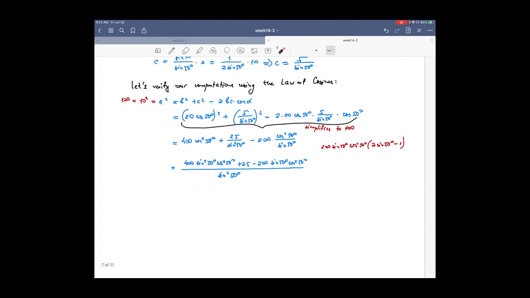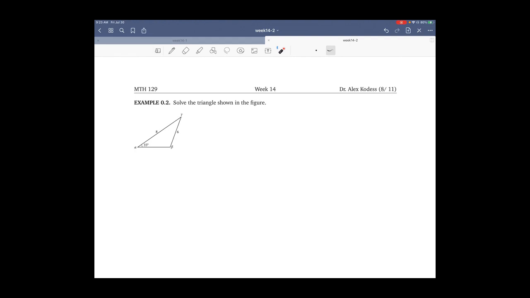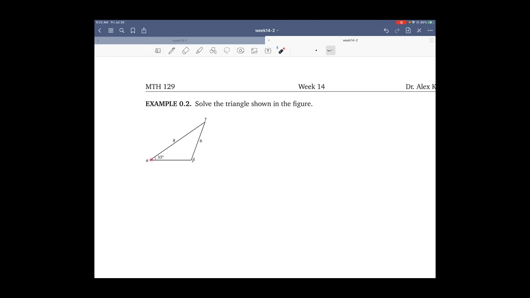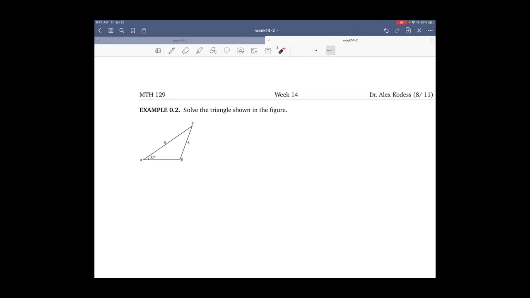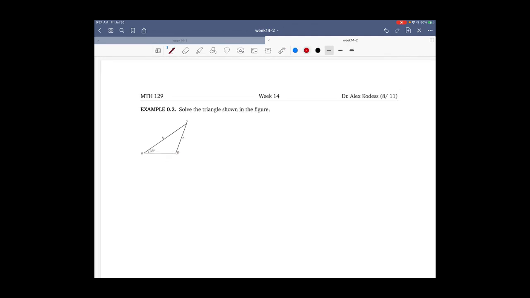In the next problem, we are also not in one of the three classical situations. We know two sides, and the angle that we know is not between them. We don't know angle gamma. So we should improvise, and perhaps we could find beta by using the law of sines.